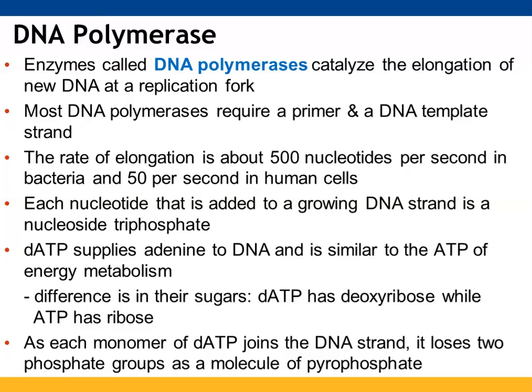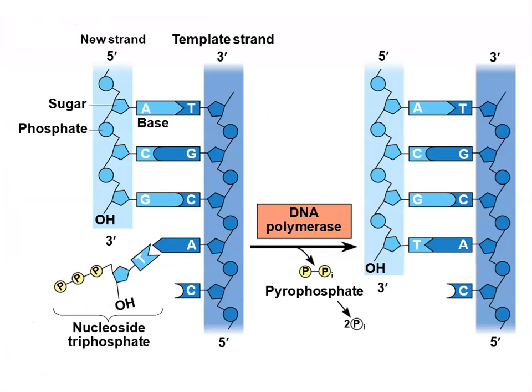The nucleotides are basically a nucleoside with phosphates, so it's similar to GTP and ATP. The difference is a sugar. And when they join, two phosphates leave, and you are left with a single phosphate, which is what we find in every one of our nucleotides.